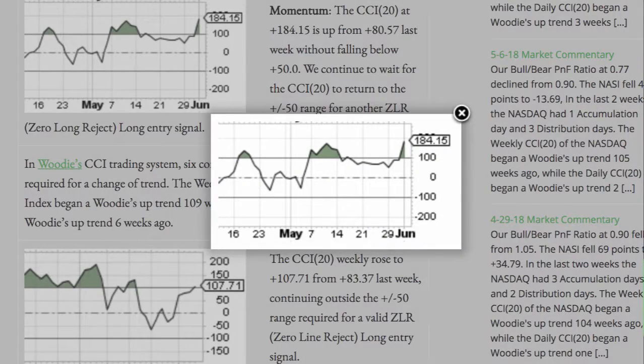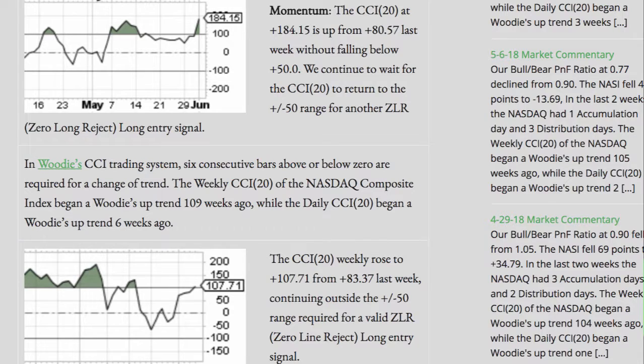Momentum. The CCI 20 daily, at a positive 184.15, is up from a positive 80.57 last week without falling below plus 50. We continue to wait for the CCI 20 daily to return to the plus or minus 50 range for another potential zero line reject long entry signal. In Woody's CCI trading system, 6 consecutive bars above or below zero are required for a change of trend.